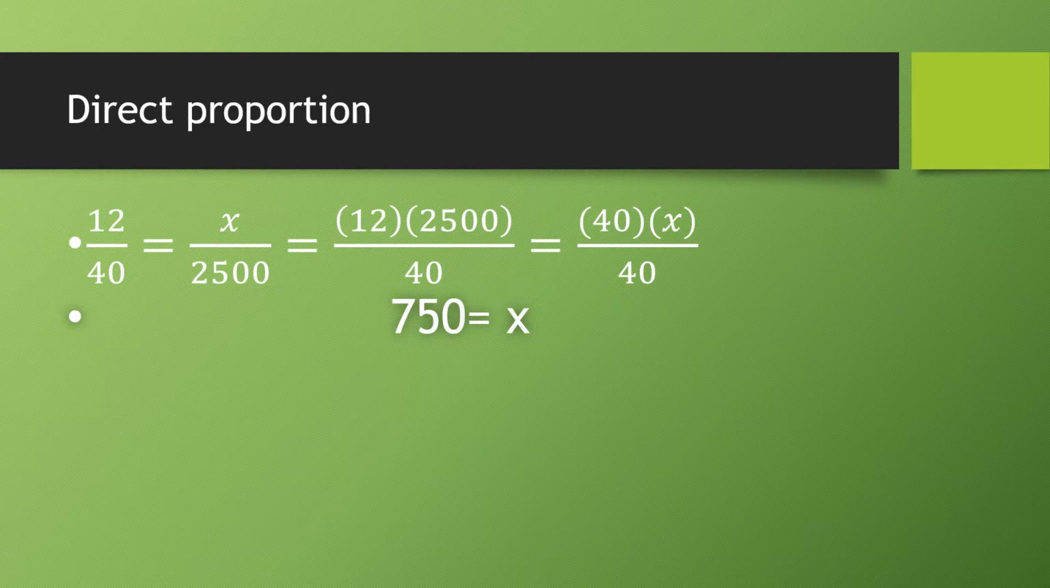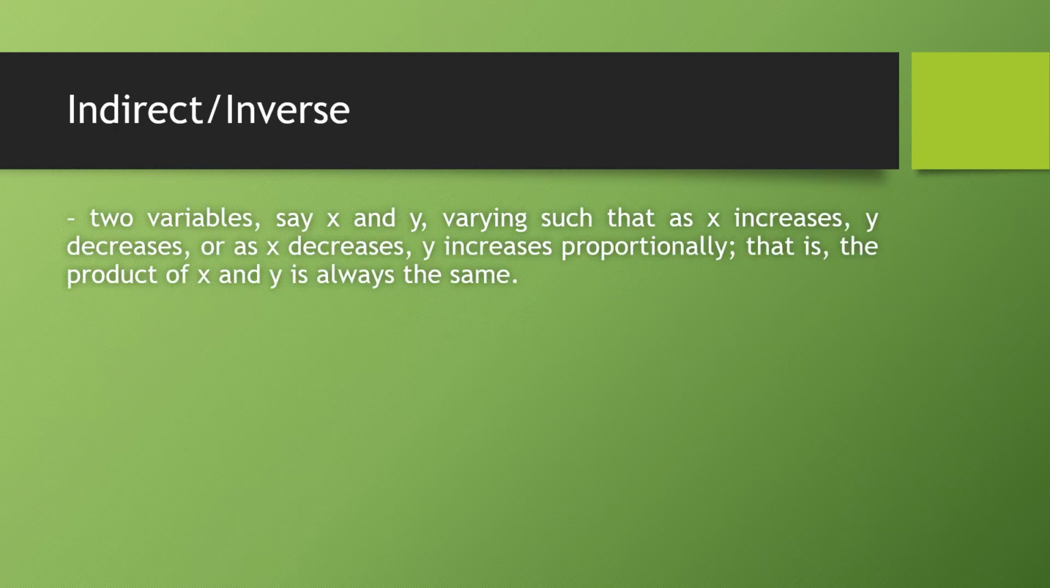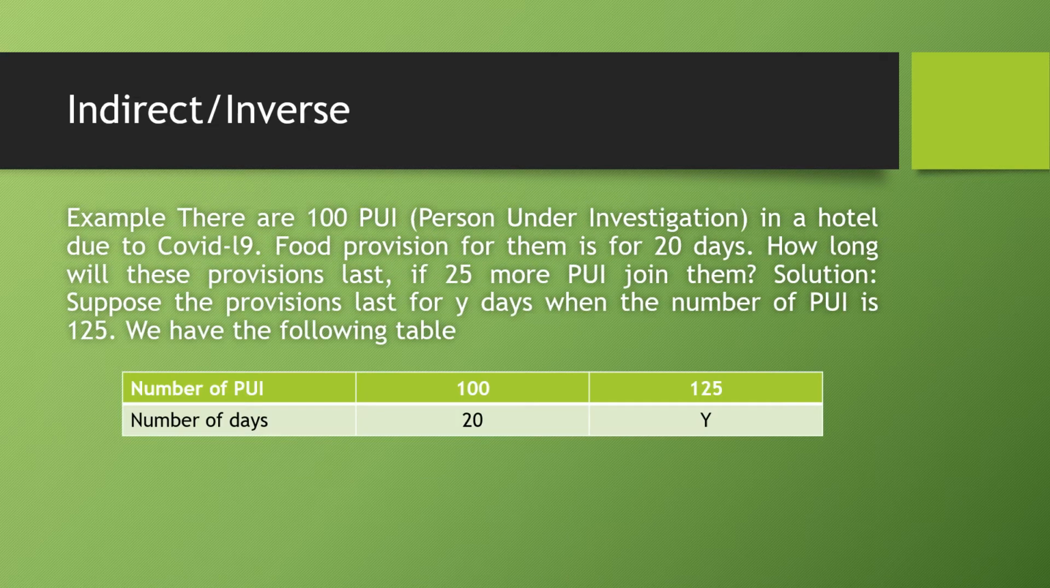So, directly proportional. Now, let us have the indirect or inverse proportion. So, kabaligtaran naman ito. Pag sinabi natin indirect, kung yung isa ay nag-increase, dapat yung isa naman ay nag-decrease. Ano? So, yun yung pagkakaiba niya kay direct proportion. Okay. Now, let's take a look at the example.